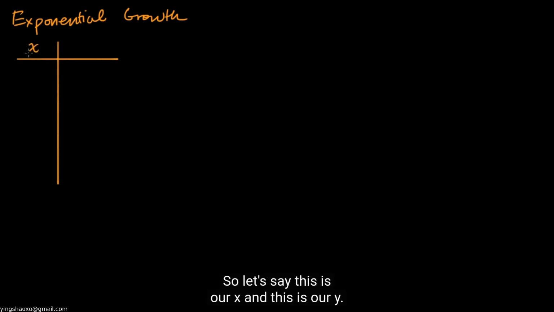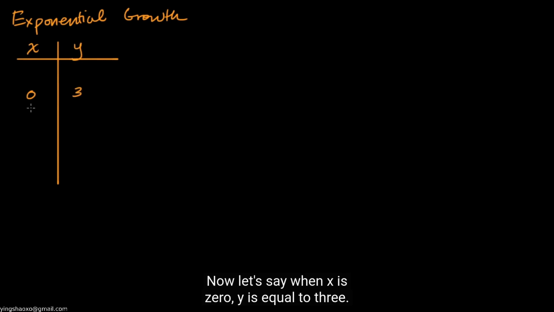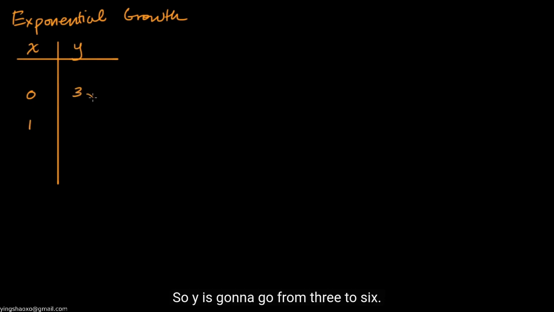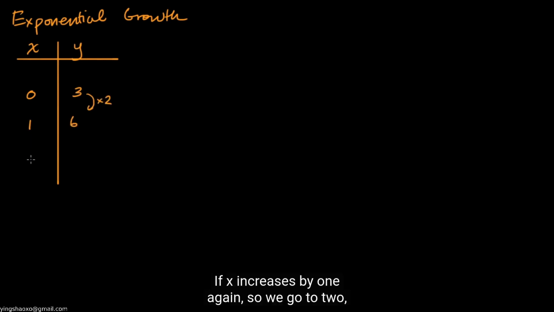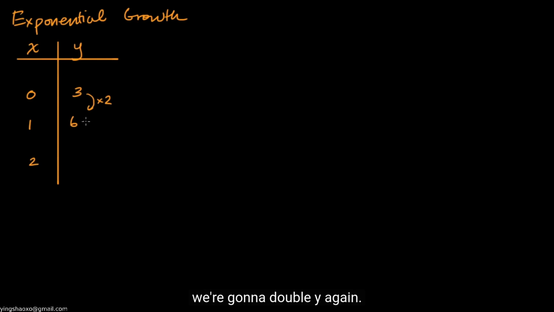Let's say we have something, and I'll do this on a table here. So let's say this is our x and this is our y. And let's say when x is 0, y is equal to 3. And every time we increase x by 1, we double y. So y is going to go from 3 to 6. If x increases by 1 again, so we go to 2, then we're going to double y again. And so 6 times 2 is 12.